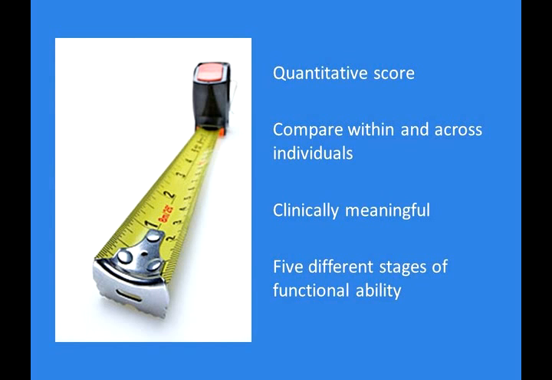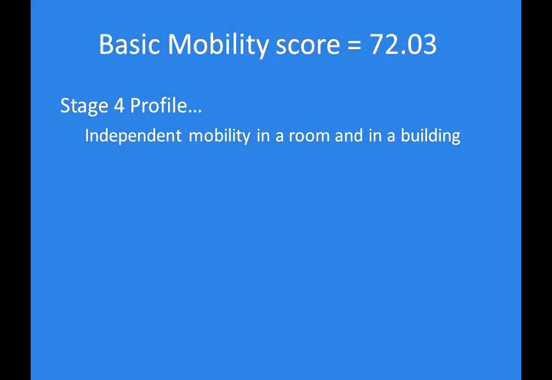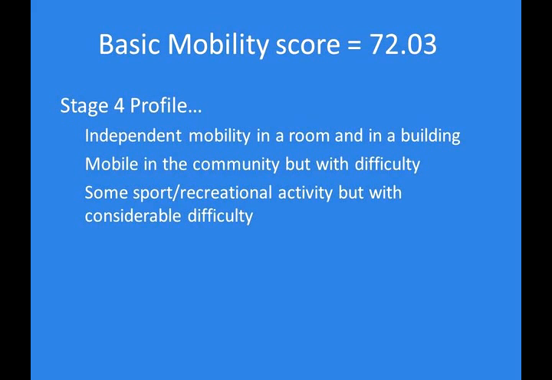In this example, an individual with a basic mobility score of 72 would be categorized as having a mobility profile at Stage 4. The characteristics of an individual with a Stage 4 mobility profile are: the person is independent in mobility within a room and in a building, is mobile in the community but with difficulty, and can do some sports and recreational activities but with considerable difficulty.